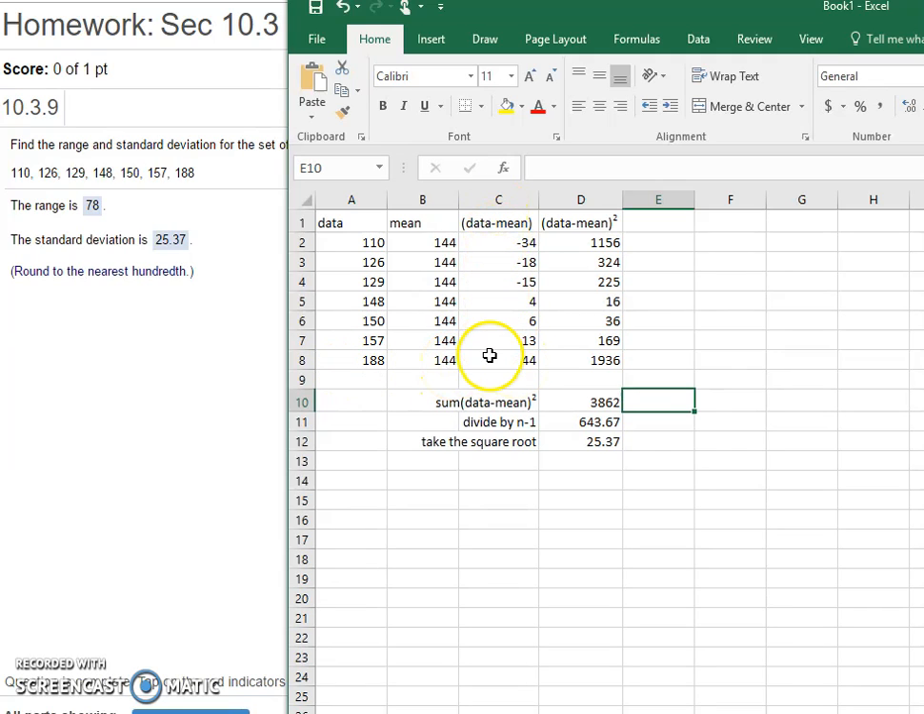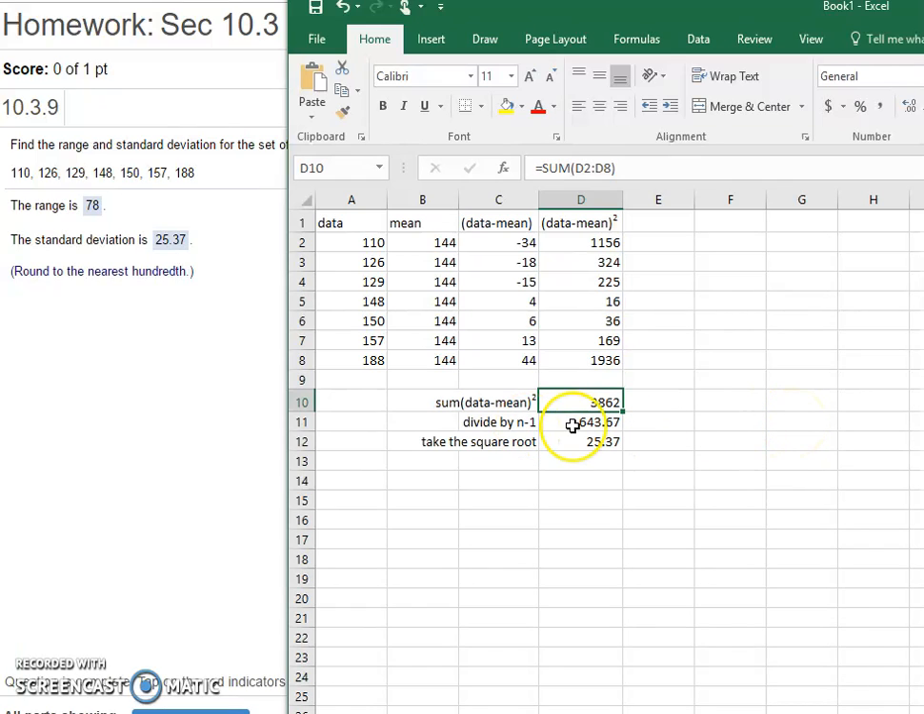I then need to square that column, each individual piece. Negative 34 times negative 34 equals 1,156. Negative 18 times negative 18 equals 324. All the way down to 44 times 44 equals 1,936. I then add all of these numbers. When I add all those numbers, I get 3,862.